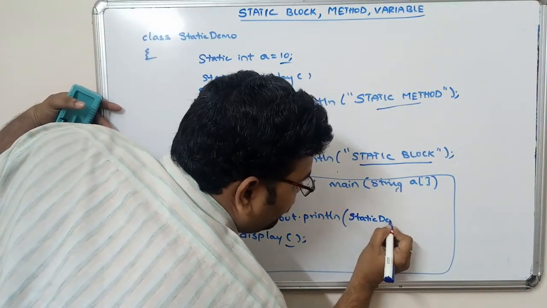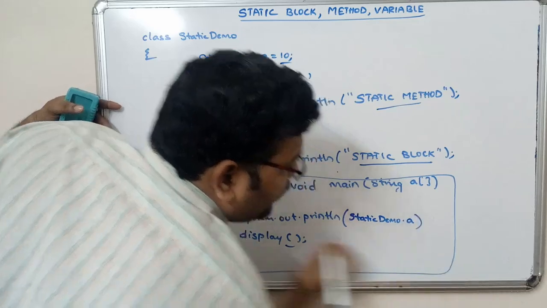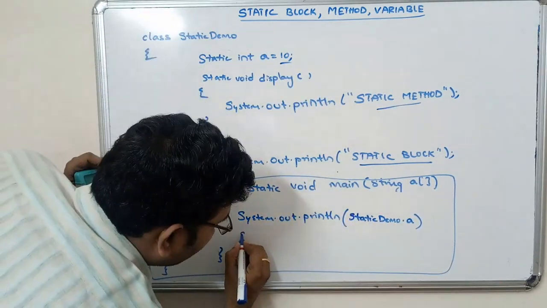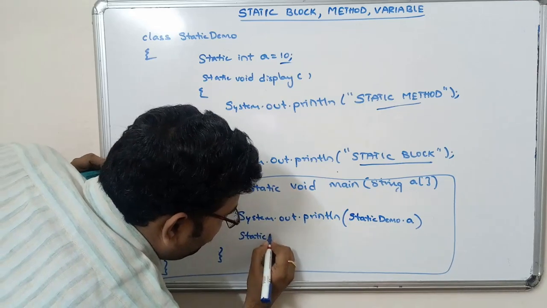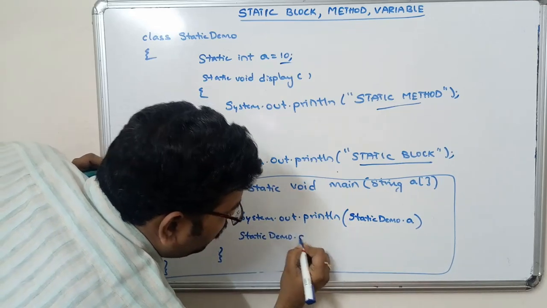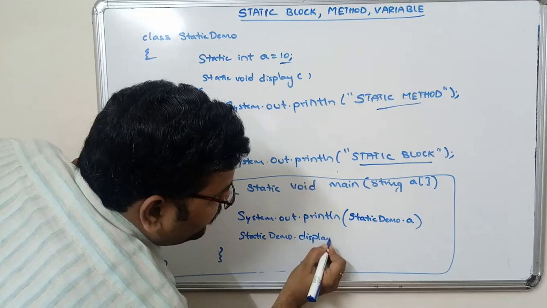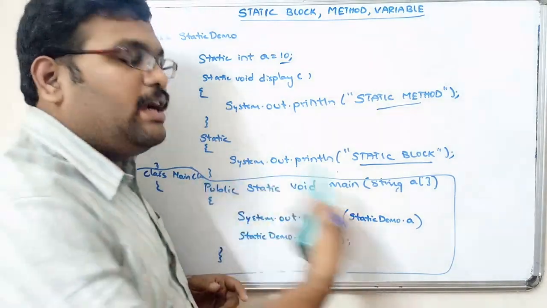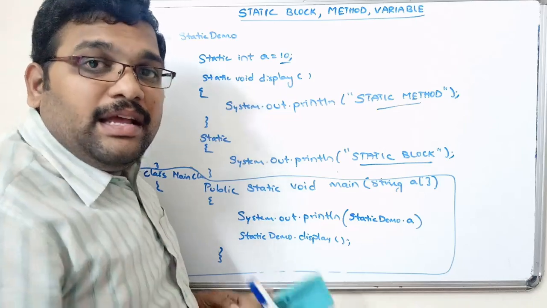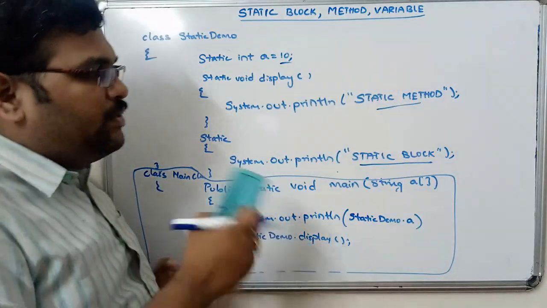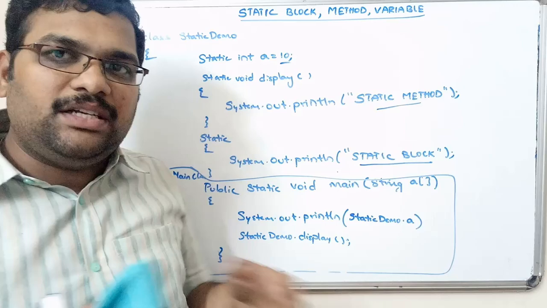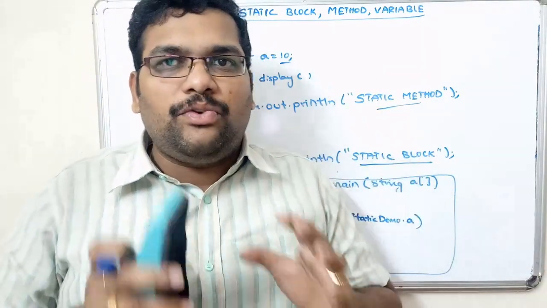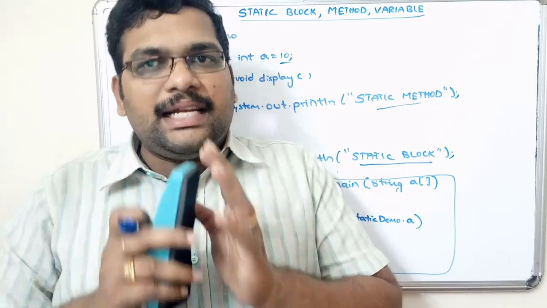static demo.a. So class name .a. Here also the display should be written as static demo.display. So hope you understood. If everything is written in the same class, directly we can access the variables and methods. If we are writing the main function in one class and the static variables and static methods in another class, then those variables and methods should be accessed only through the class name.